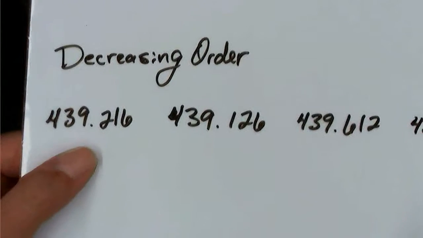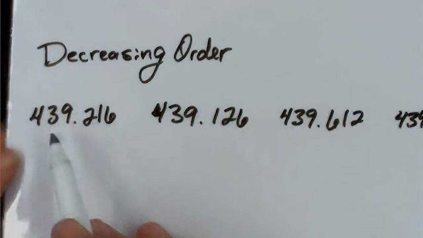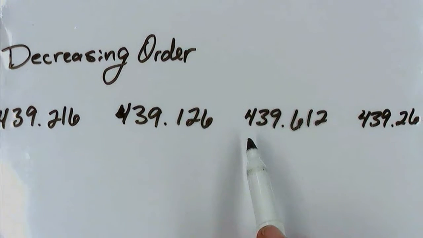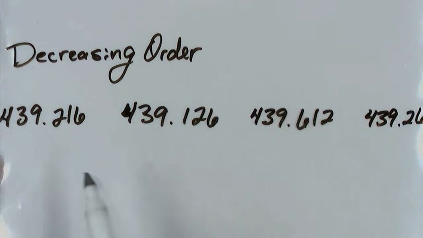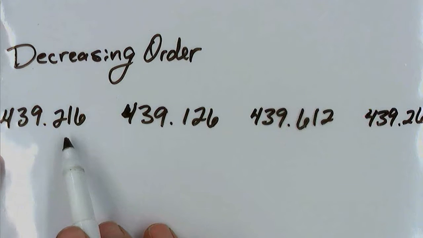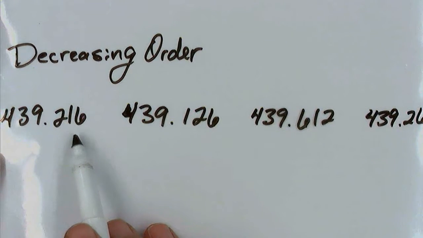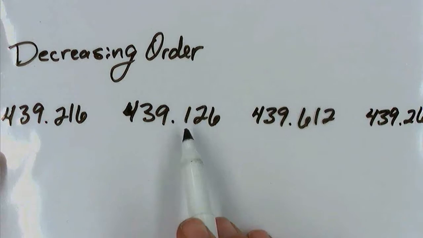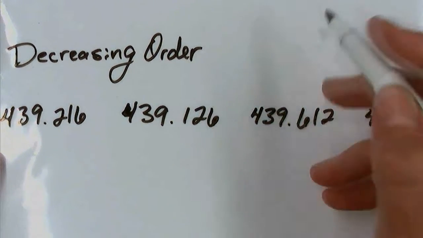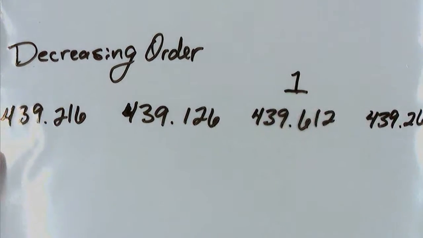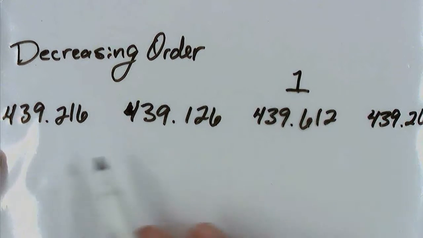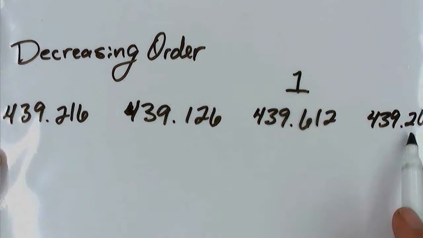Now we go into decreasing order. So we have 439 on every single one of these. They all have 439. They don't all have a 2 in the tenths place. This one's a 2, this one's a 1, that's a 6, that's a 2. Oh, ding, ding, ding, 6. That's definitely bigger. The next thing we've got here is 2 versus 1. The 2 wins that bout, so these have 2/10 of a sandwich.